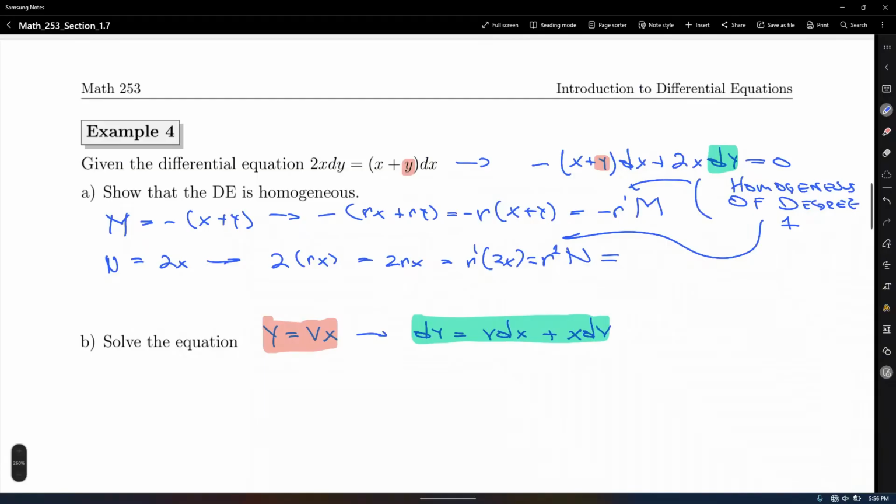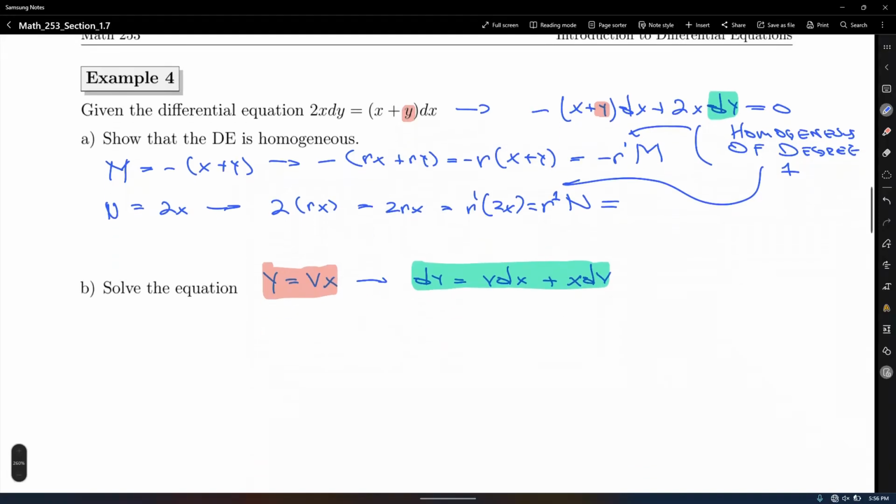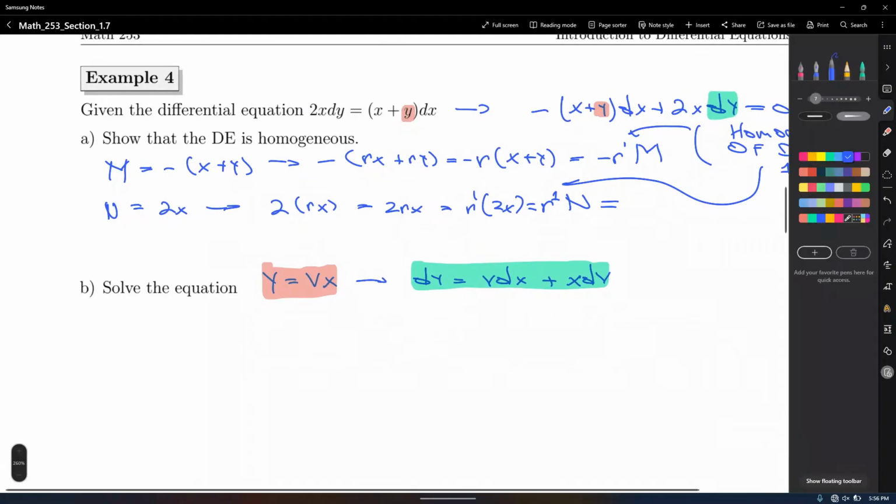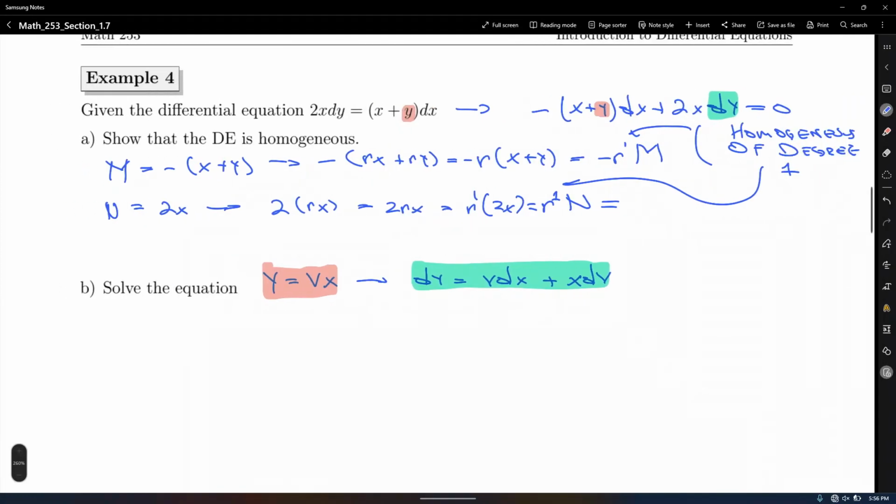Substitute, and for a vast portion of the problem it is going to be a lot of algebra. So this will be, negative x plus y, which we said is vx, and that times dx equals, what was that? 2x times dy, which is all this, it's plus, right? 2x times, careful, parentheses, v dx plus x dv, and let that be equal to 0.